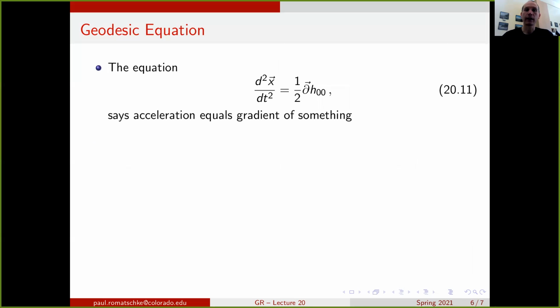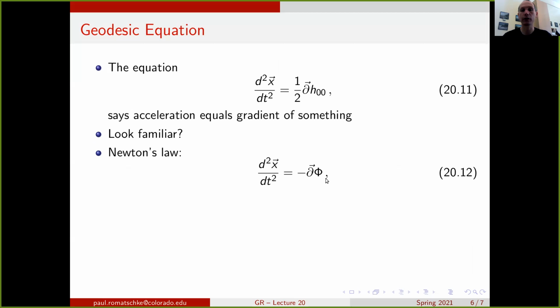So what that says is that we have the second derivative of coordinates with respect to time is equal to something. That something is a gradient. And the second derivative with respect to time is an acceleration. So this equation says acceleration is equal to the gradient of something. That certainly might look familiar if you think about your undergraduate physics courses. In particular, we have Newton's law that says that the acceleration in a system that has gravity is equal to minus the gradient of the gravitational potential. So phi here denotes Newton's gravitational potential.